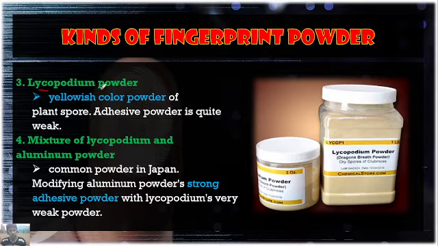Another one is lycopodium powder. You can distinguish it by seeing that it is usually a yellowish color powder. This lycopodium powder has a weak adhesive power as well, just like the black powder. However, you can use this if the surface is black, then you can use this yellowish color powder called lycopodium powder. And to have a stronger adhesive power, what they do is make a mixture of lycopodium and aluminum powder, to make the adhesive power stronger. That is the reason why they mix it, and it is common in Japan.